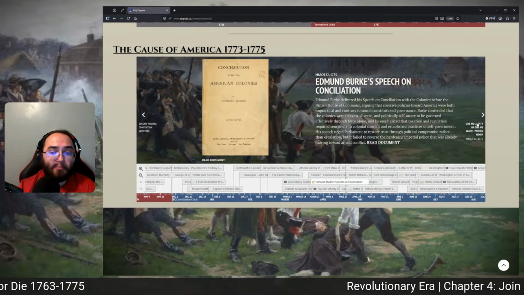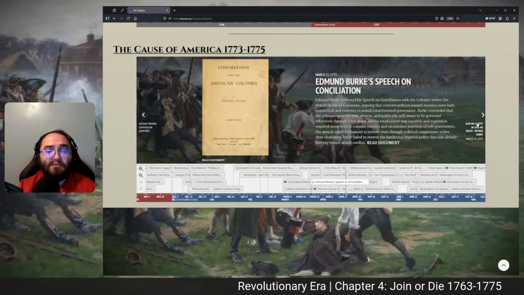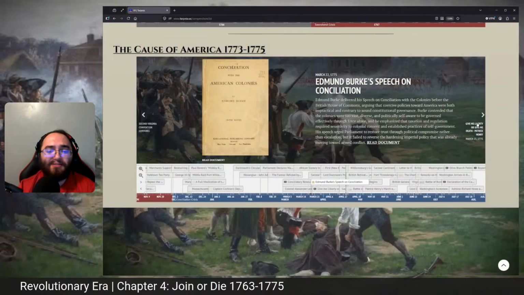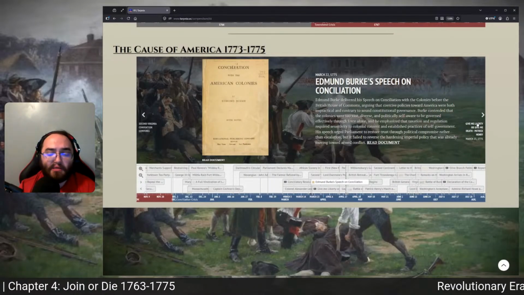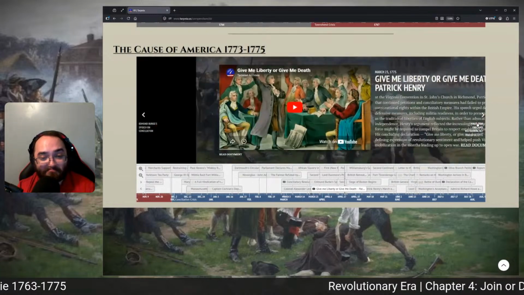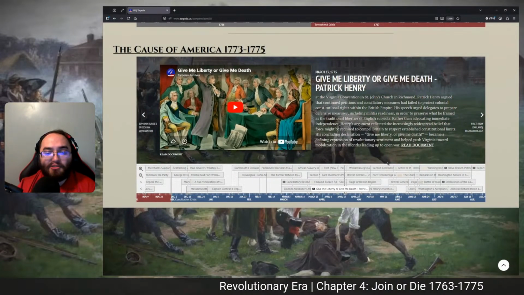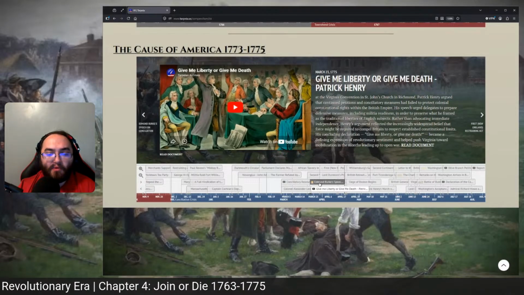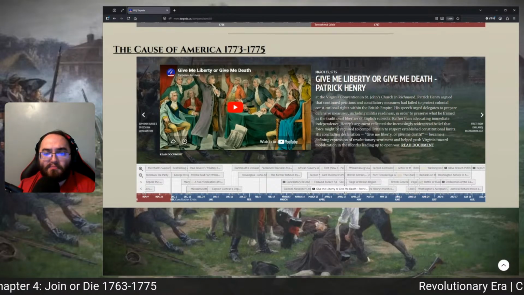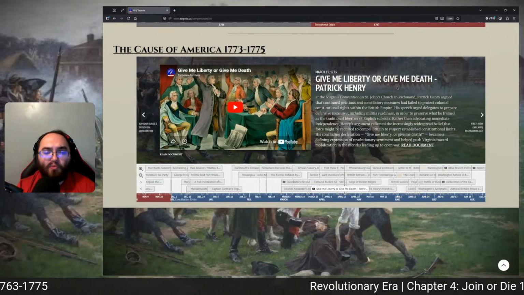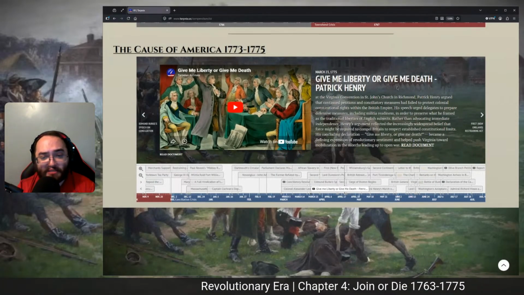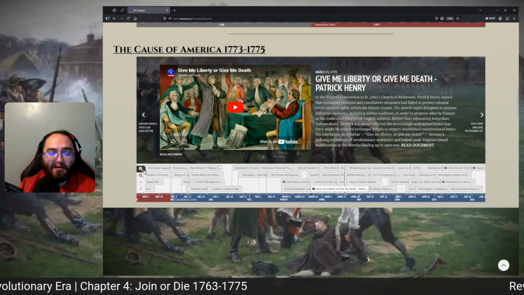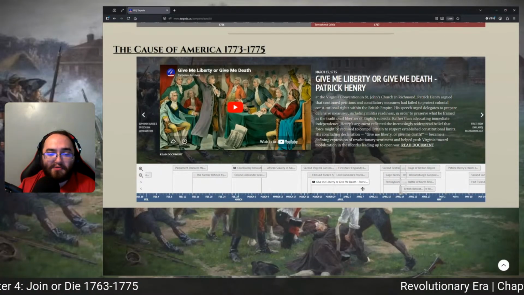Edmund Burke, a member of Parliament, will give his speech on conciliation, on whether or not Parliament can actually move forward with reconciling with the American colonies peacefully. And it is during the Second Virginia Convention, at least around there, that Patrick Henry gives his "Give me liberty or give me death" speech. So this shows you the context of that happening.